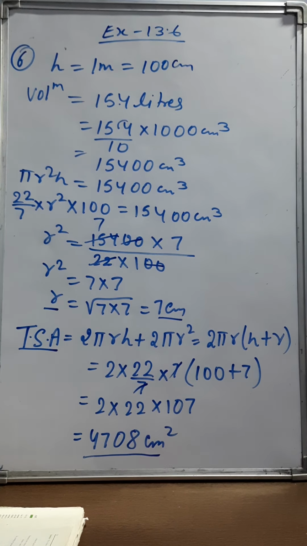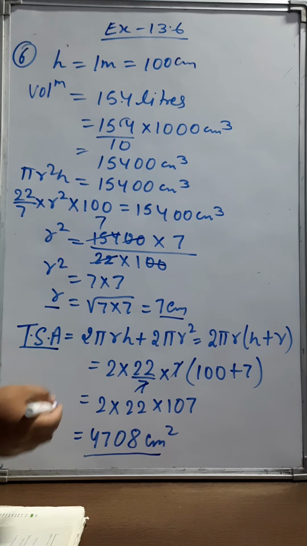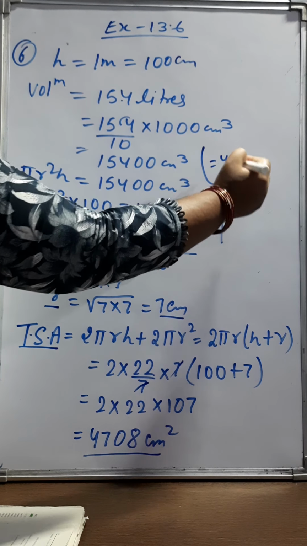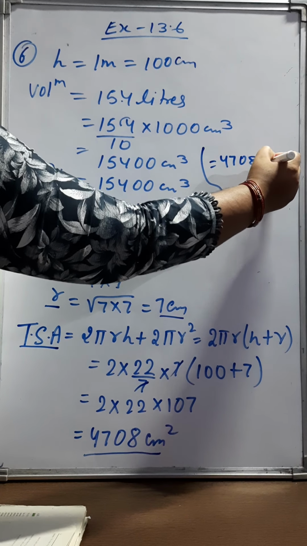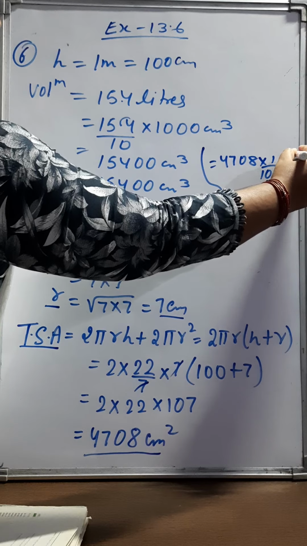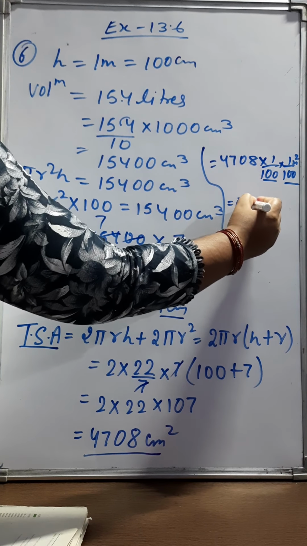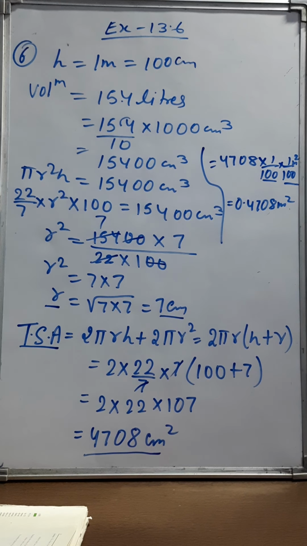But the question asks how many square meter of sheet is required. So this centimeter square we will convert into meter square. So we can write 4708. This centimeter square we can write 1 by 100 into 1 by 100 meter square. So because of these 4 zeros, it will be 0.4708 meter square of sheet is required to make this vessel.